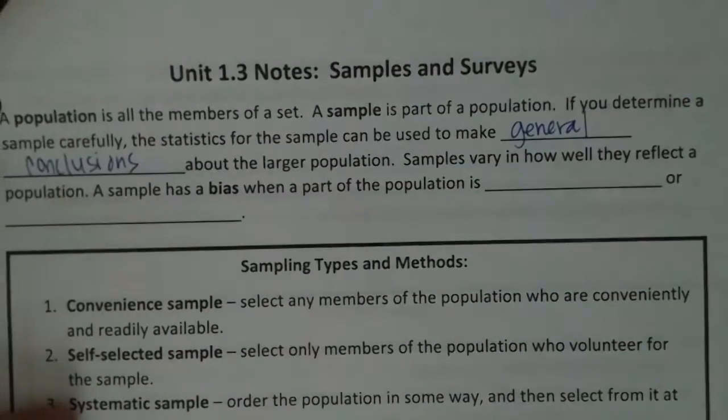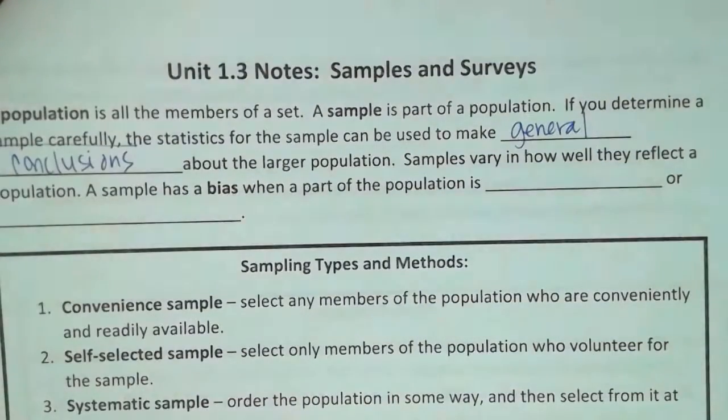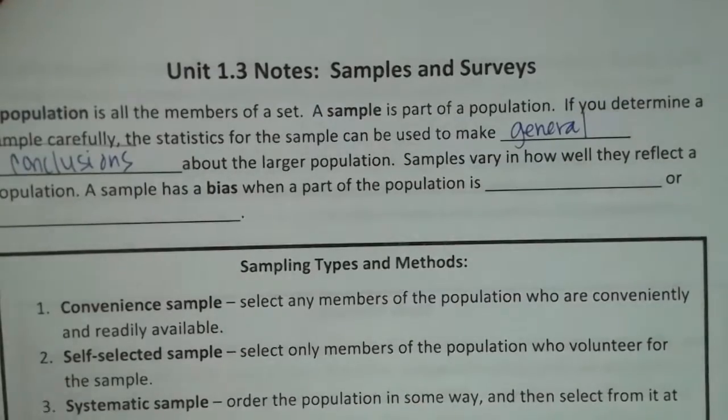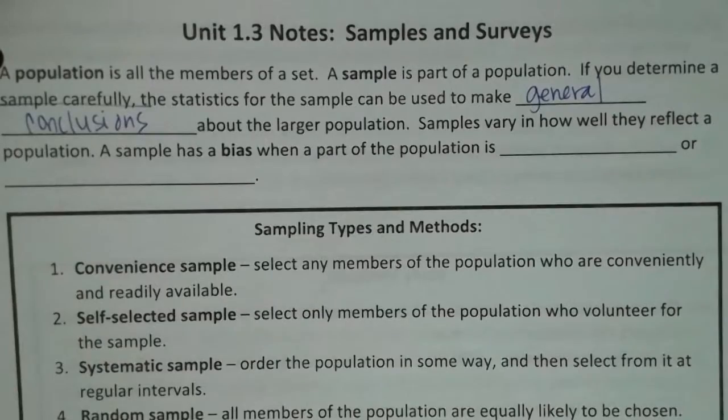And the key word here is if you determine a sample carefully. For example, if I want to know if people like McDonald's, I'm not going to go to the McDonald's line and ask them, right? Because the people that go to McDonald's probably like McDonald's, right? That's not going to be a very good sample. It's going to be a very biased sample because it doesn't represent everybody. If I want to know if somebody likes McDonald's, I'm going to just randomly pull anybody and ask them about whatever. Samples vary in how well they reflect a population.